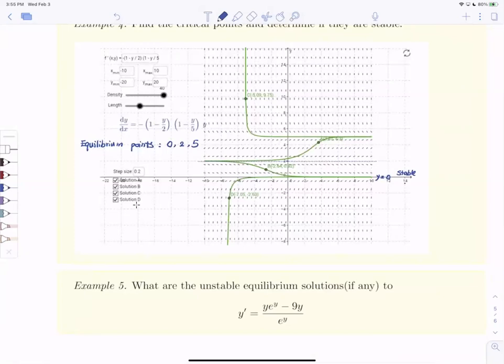Yeah, we're just classifying them. They ask you to determine if they're stable. Exactly. A, B, C, D. There are different solutions. Okay, so y equals 2 is unstable. What about 5? Stable or unstable? Stable, exactly.